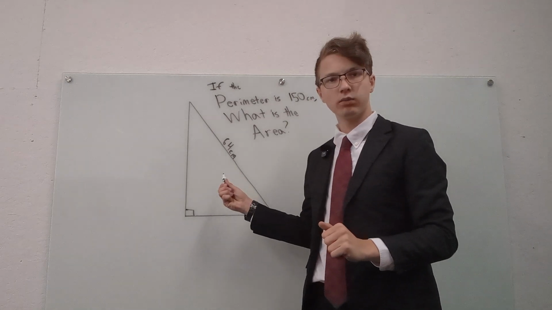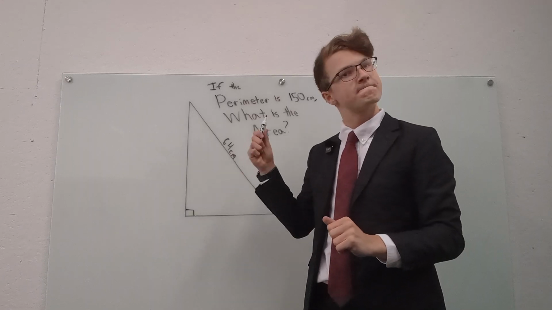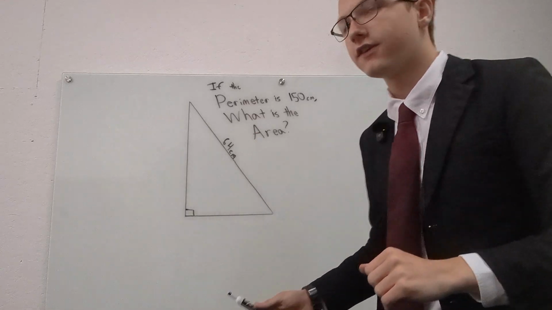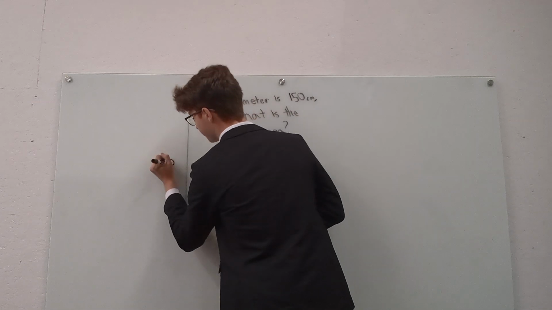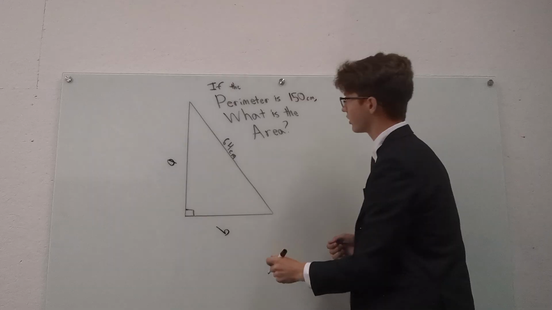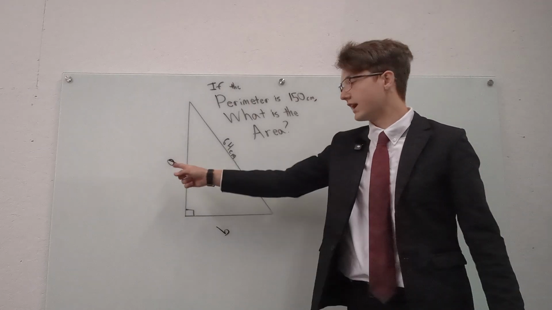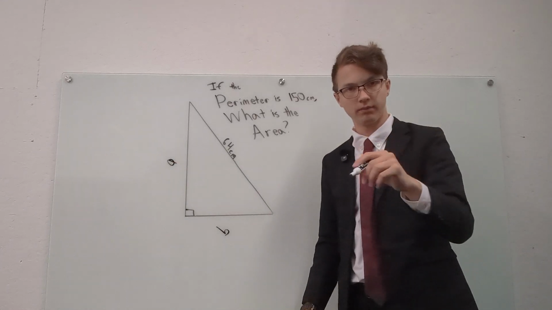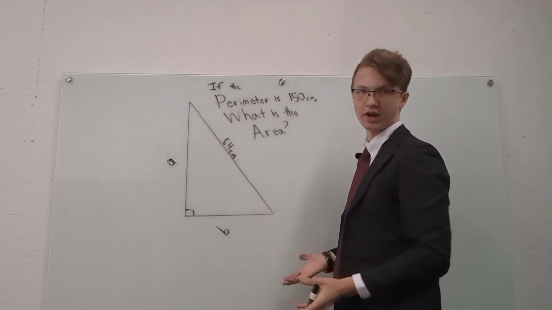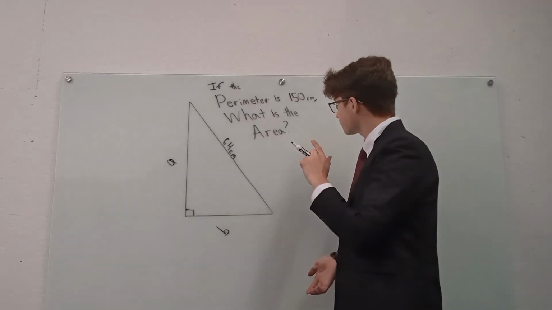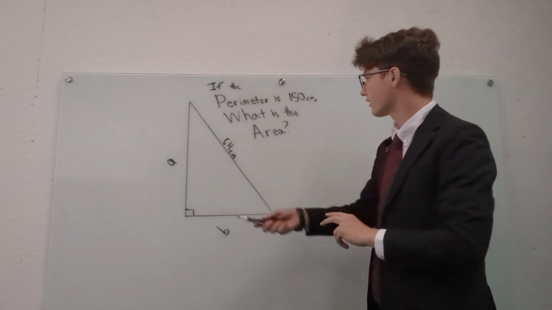But we only have one length. Not great. We need to find these other legs. We'll call them A and B. Because we remember the area, what we're looking for, is A times B all over 2. Because a square is A times B, but we have to divide it by 2 because it's a triangle. Okay. So we got to find this.